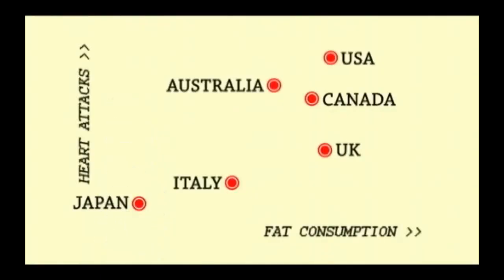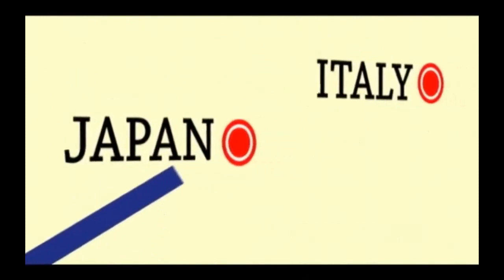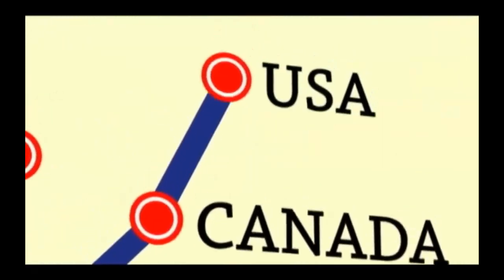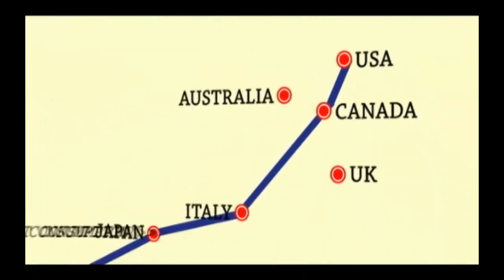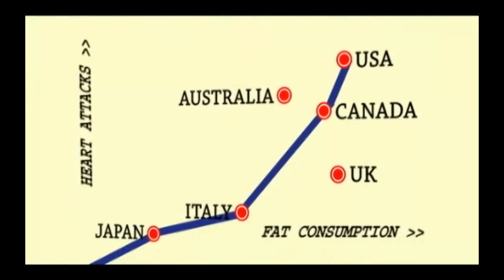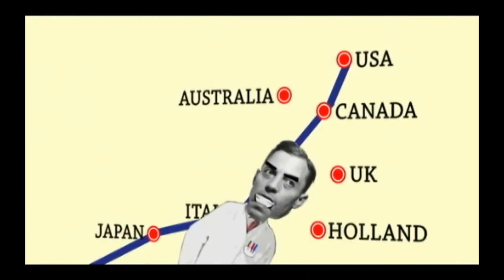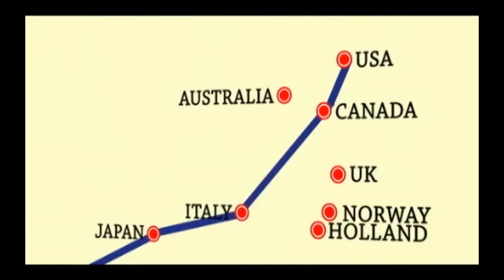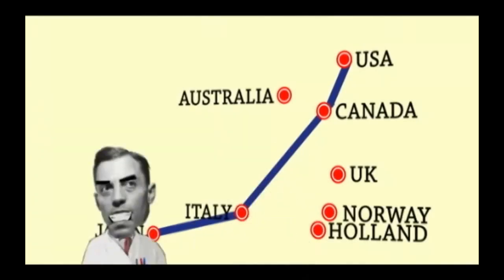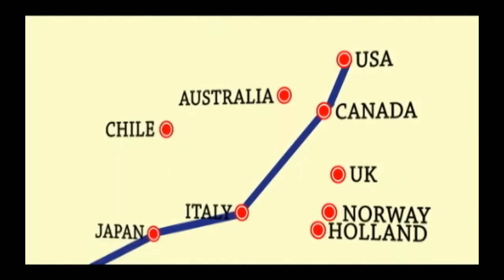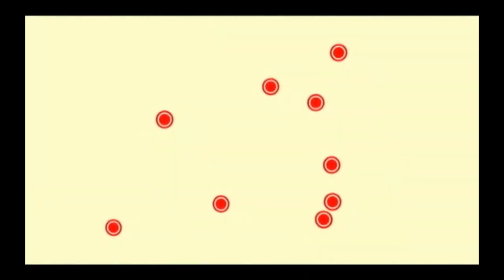In the 1950s, a biochemist named Ancel Keys published a study that compared heart disease and fat consumption in a half-dozen countries. The more fat, the more heart disease. The trend line was unmistakable. Just one little problem. Keys left out countries where people eat a lot of fat but have very little heart disease, like Holland and Norway. He also left out countries where people don't eat much fat but do have a lot of heart disease, like Chile. In fact, Keys had reliable data from 22 countries, and the results were all over the place.